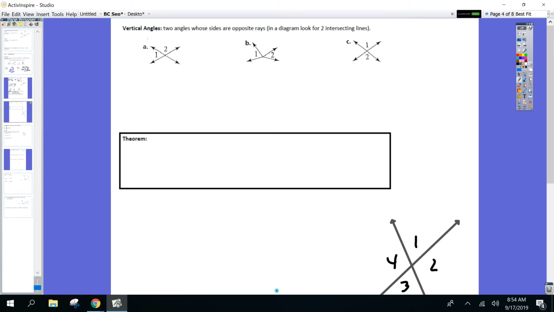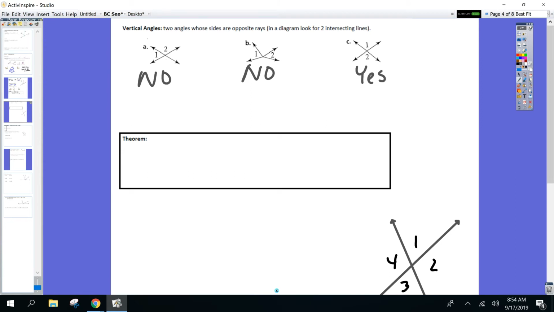With that being said, in letter A, are they vertical? Nope, but, oh, stop using adjacent. They are linear pairs, yes. Not vertical, but linear pairs. How about B? Are they formed by two intersecting lines? No. I don't care, they look opposite. Great, but they're not formed by intersecting lines. And then how about C? Yeah, those are vertical.